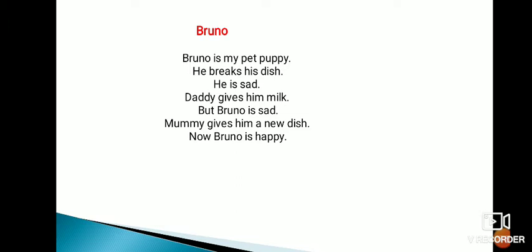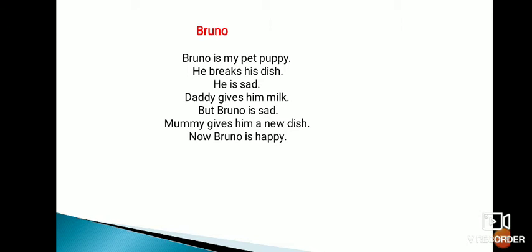Bruno is my pet puppy. He breaks his dish. He is sad. Daddy gives him milk, but Bruno is sad. Mummy gives him a new dish. Now Bruno is happy. So I read it twice so that you will understand it nicely. We are talking about Bruno. Bruno is a dog, and it is clearly mentioned here. It is a pet puppy, and pet puppy means you are keeping that puppy in your home.